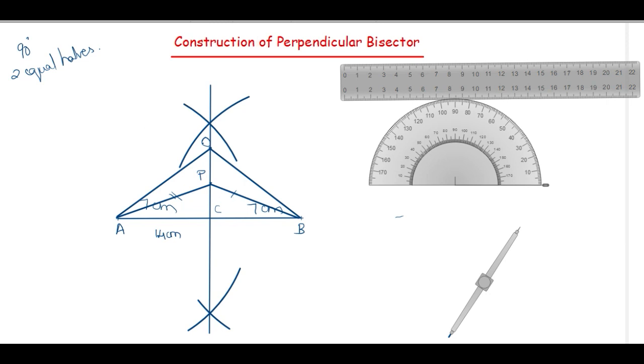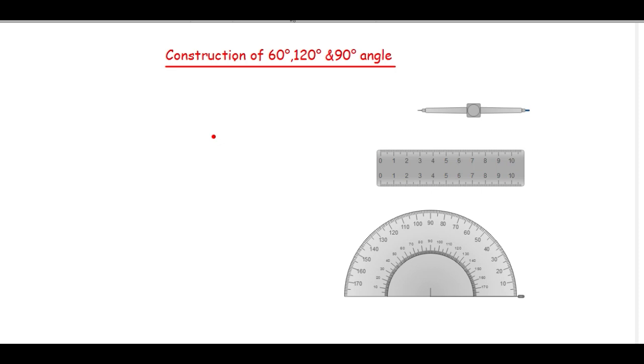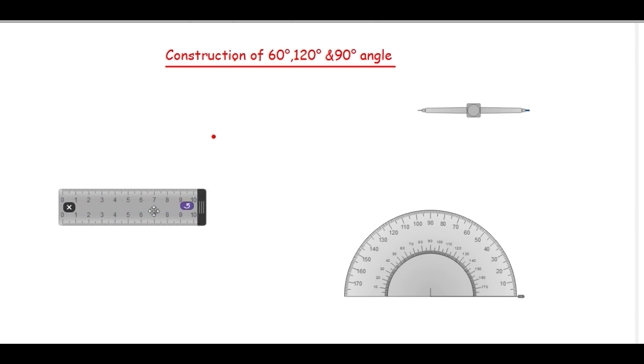Now coming to the next construction, that is construction of a 60 degrees angle. So for this, let us start by drawing a line. Suppose a given line is there, suppose it is of 10 centimeters. We are going to draw a 10 centimeter line. Okay, here it is, a 10 centimeter line.